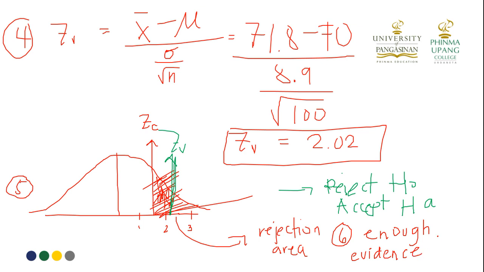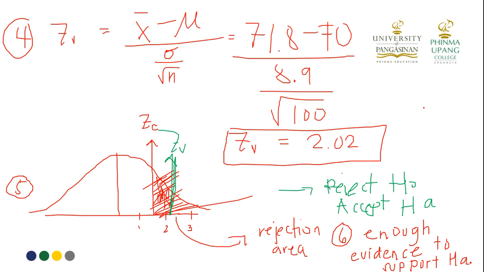Enough evidence to support HA. Let's repeat: if the Z value is under the critical region, you're going to reject HO and accept the alternative. Always rely on the critical region. If ever the Z value is under the shaded part or the rejection area or it is under the critical region, always reject the HO and accept the alternative.